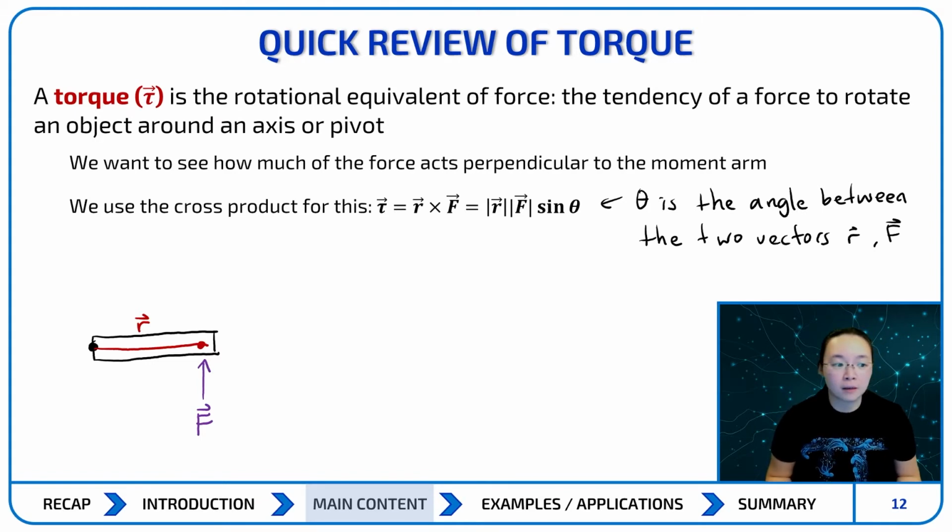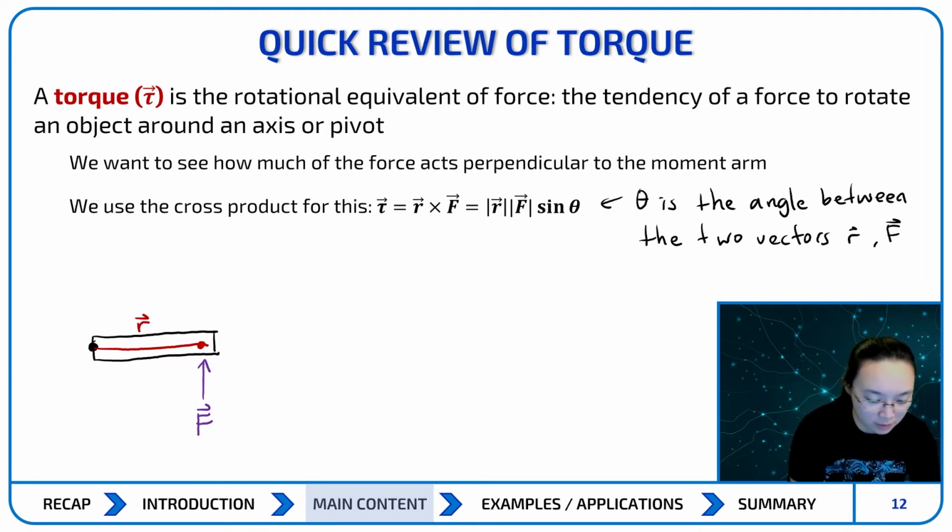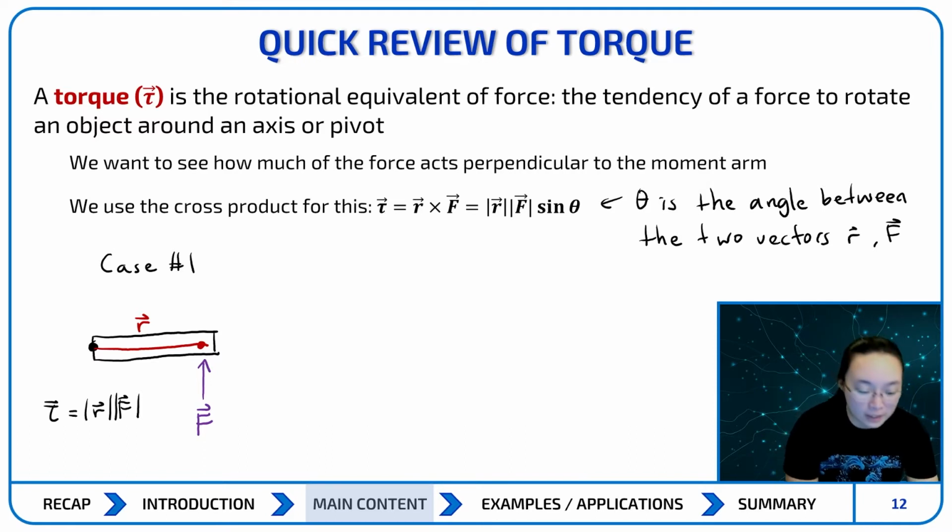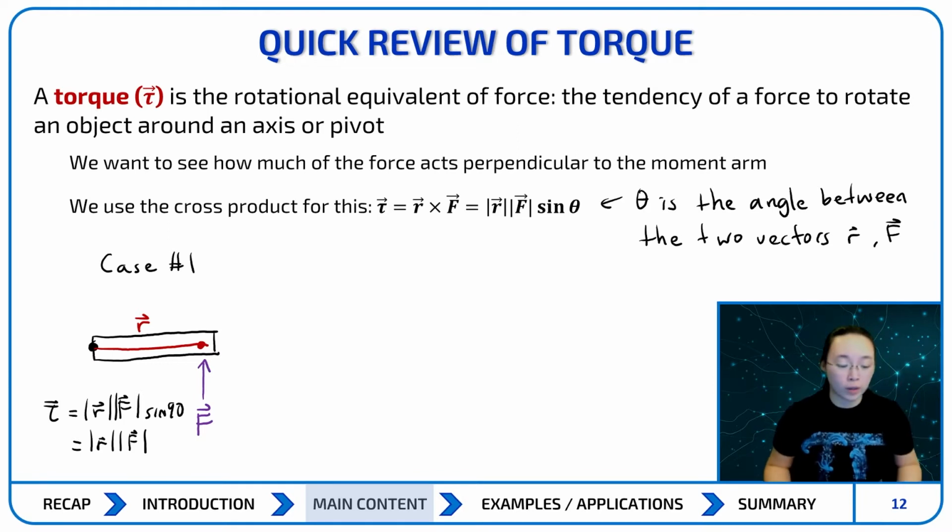Now, in some cases, you might not apply a force directly perpendicular. So this would be example number 1. So this is like case number 1. In this case, you really just have tau is equal to RF sine of 90. And that gives you RF times 1. So there you have maximum torque.